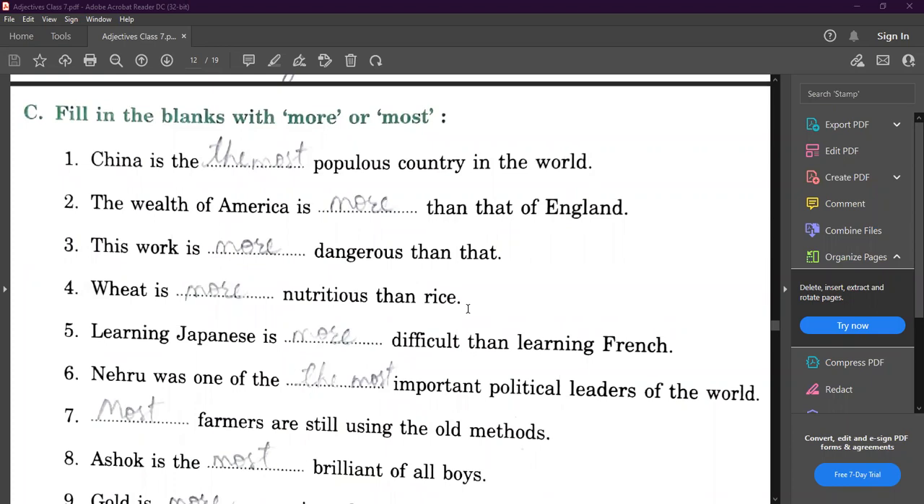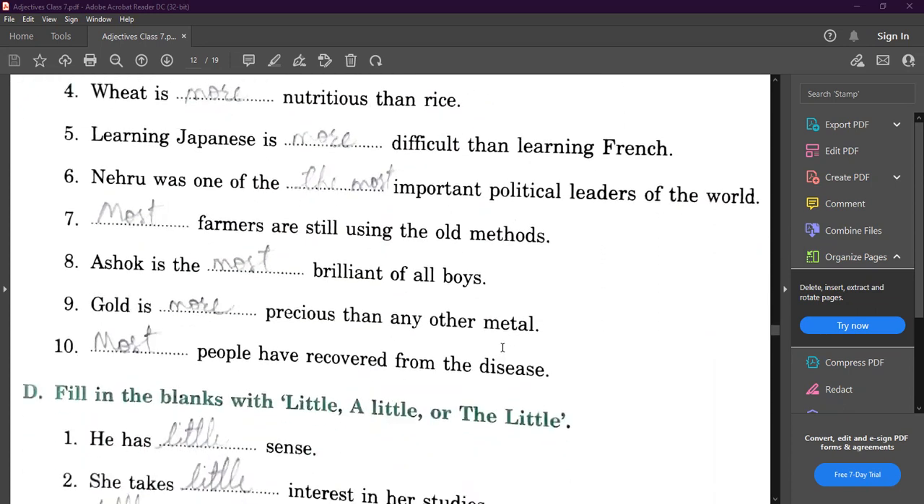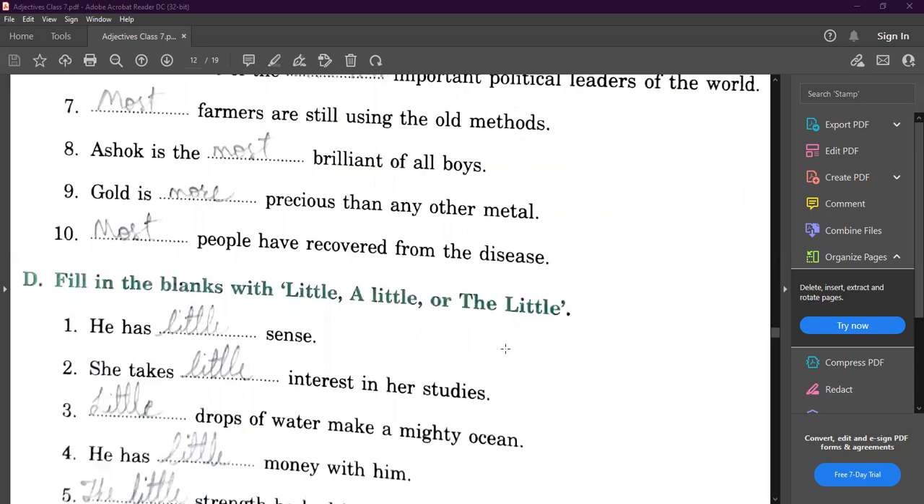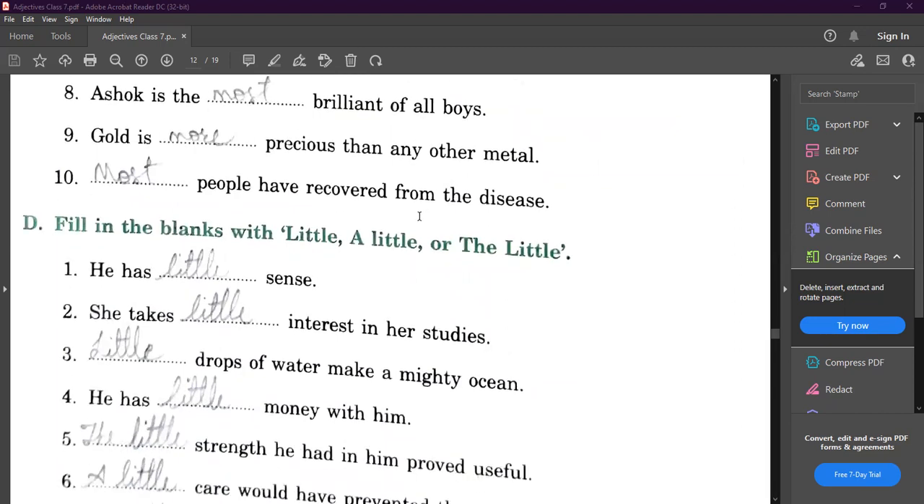Most farmers are still using old methods. Ashok is the most brilliant of all boys. Gold is more precious than any other metal. Most people have recovered from the disease. Now fill in the blanks with little, a little, or the little.